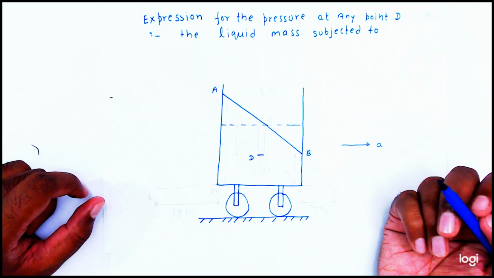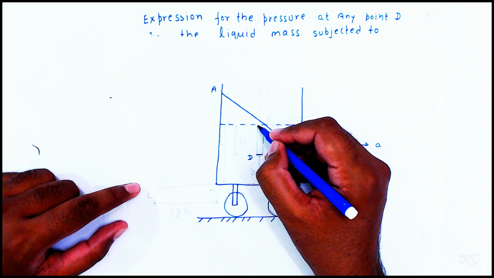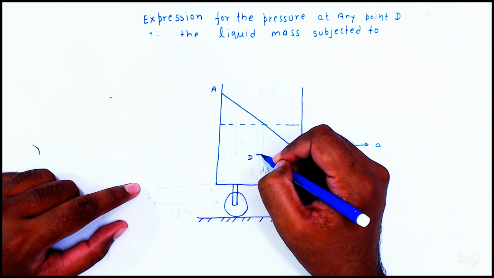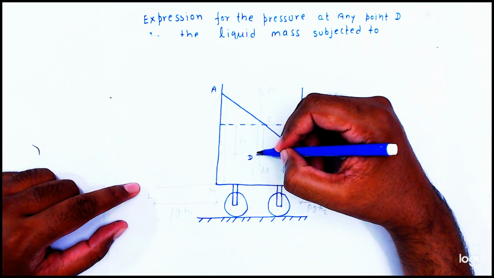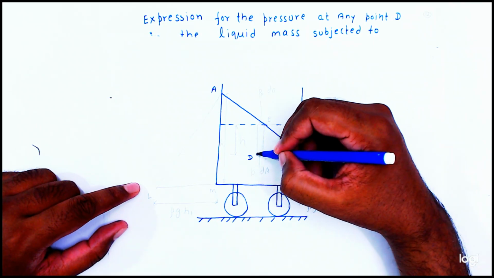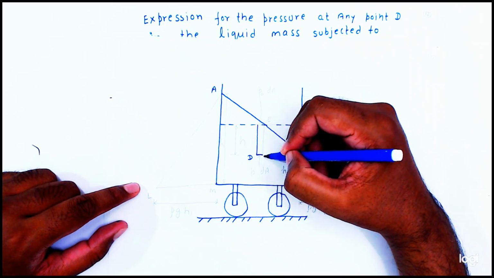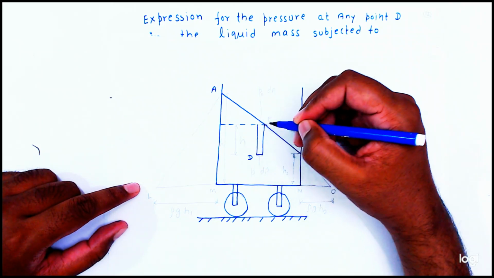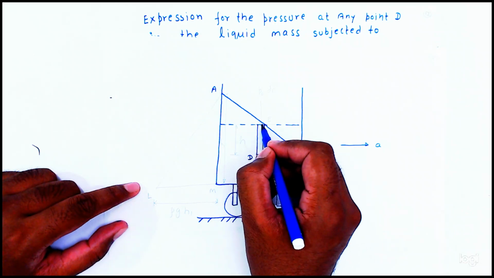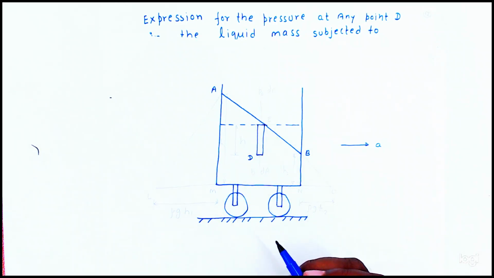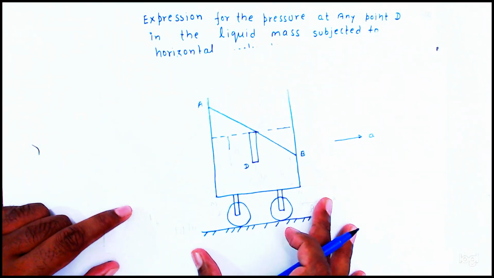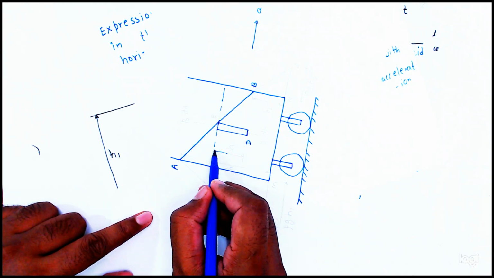So for this, we are making a prism. This small point is there, D. So let's make a prism up to this free surface, up to this point. This is the center point. So from here at point D, we are making a prism like this. Its height, or we can say depth, is equal to h.